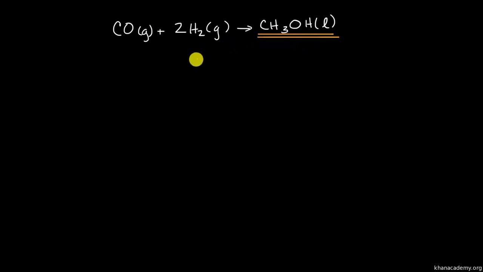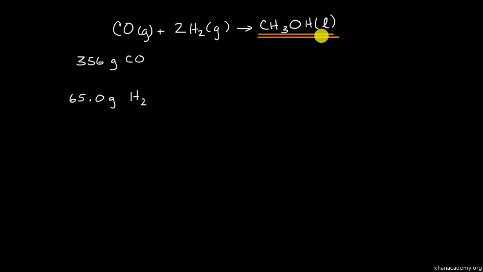But what we're going to do is study how much methanol we can produce if we have a certain amount of carbon monoxide and molecular hydrogen. So let's say we have 356 grams of carbon monoxide and 65.0 grams of molecular hydrogen. Pause this video and based on this, figure out how many grams of methanol will we produce.